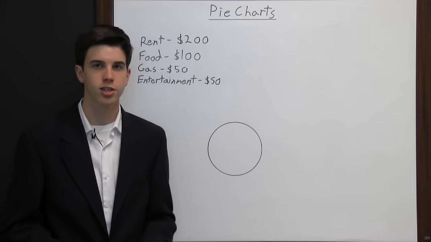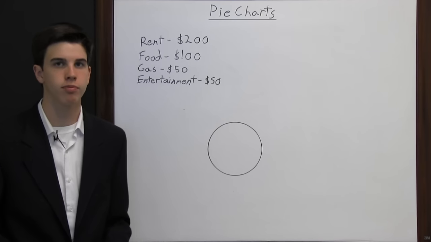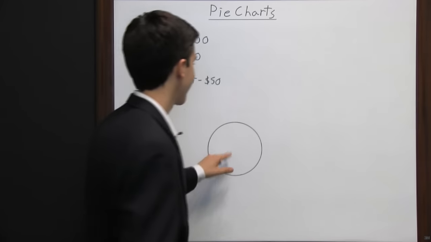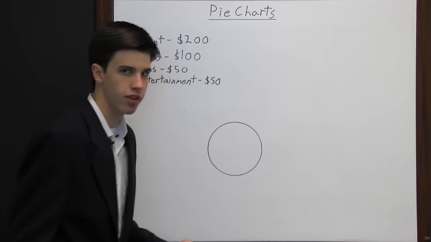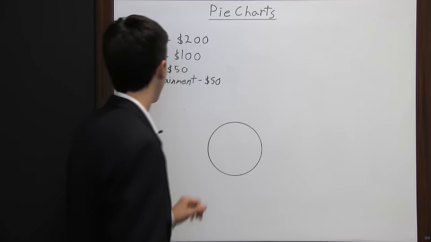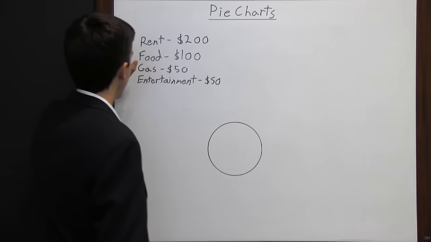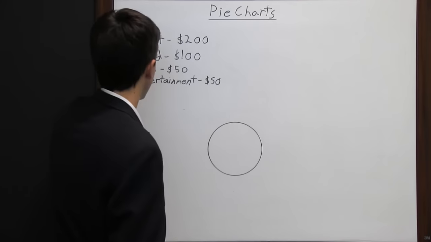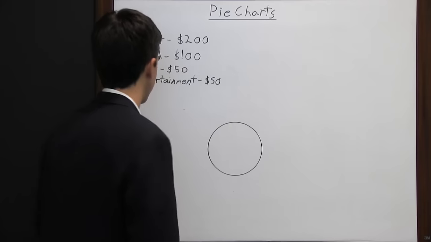A pie chart is very helpful for showing how a certain category is divided. So see here, we have the makings of a pie chart, but it's still missing a lot. Right now, all we have is information that we need to plug into this pie chart. So right here, we have the expenses of Joe. So rent is $200, food is $100, gas is $50, and entertainment is $50. And this is per month.